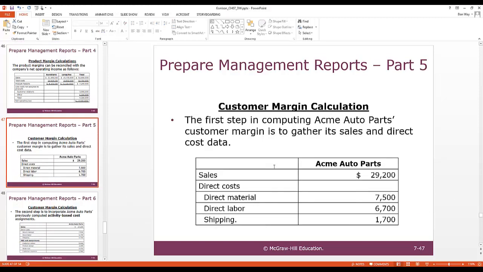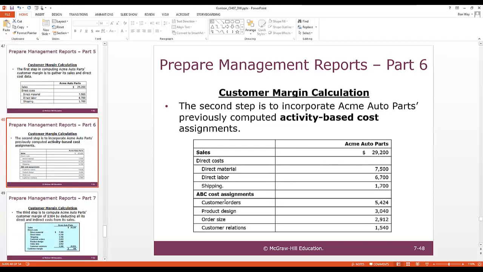We can also calculate customer margins. So let's do that for the Acme Auto Part customer we had in our Baxter example. The first step again is to put together our sales and direct cost information. We sold Acme a total of $29,200 in goods and services. We could trace direct materials of $7,500, direct labor of $6,700, and then direct shipping costs of $1,700.